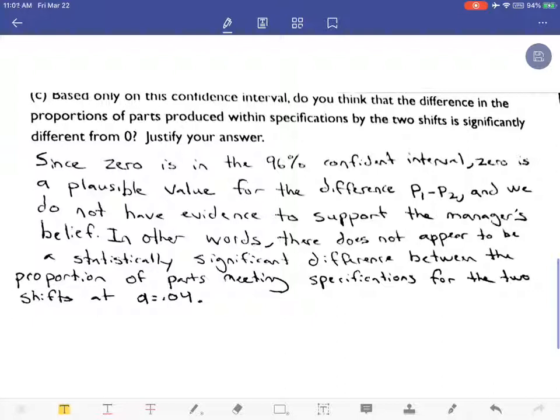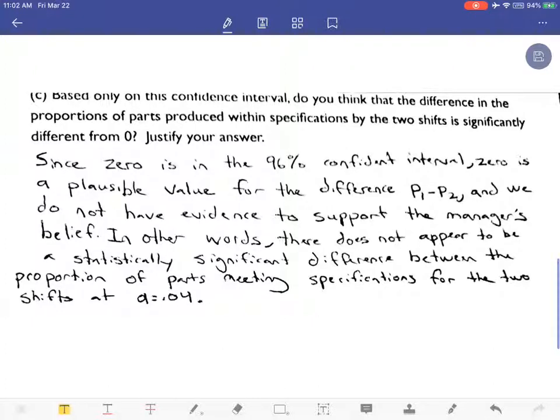So remember, we can use a confidence interval to come up with a conclusion based off a test. So a 96% confidence interval is going to correspond to a significance level of 0.04. A 90% confidence interval is going to correspond to a significance level of 0.10. A 99% confidence interval would correspond to a significance level of 0.01. So we can come up with that conclusion.